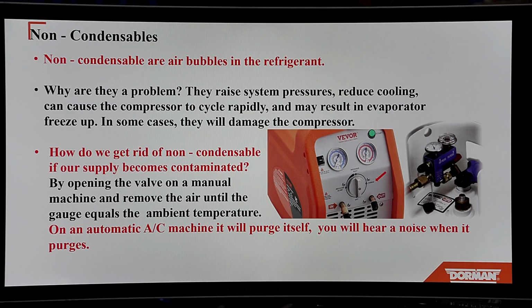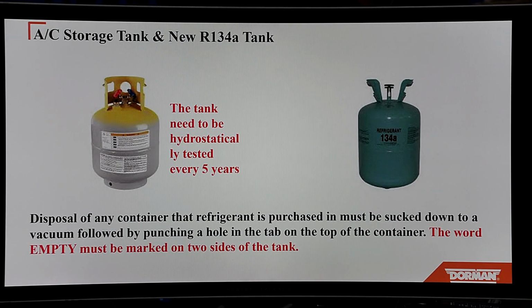How do we get rid of the non-condensables if a supply becomes contaminated? By opening the valve on a manual unit, like here, or purging from here, okay? And it removes air until the gauge equals the ambient temperature. Very important, until it equals the ambient temperature. On automatic AC machines, that's what these are, you'll hear it make noise, okay? So very important.